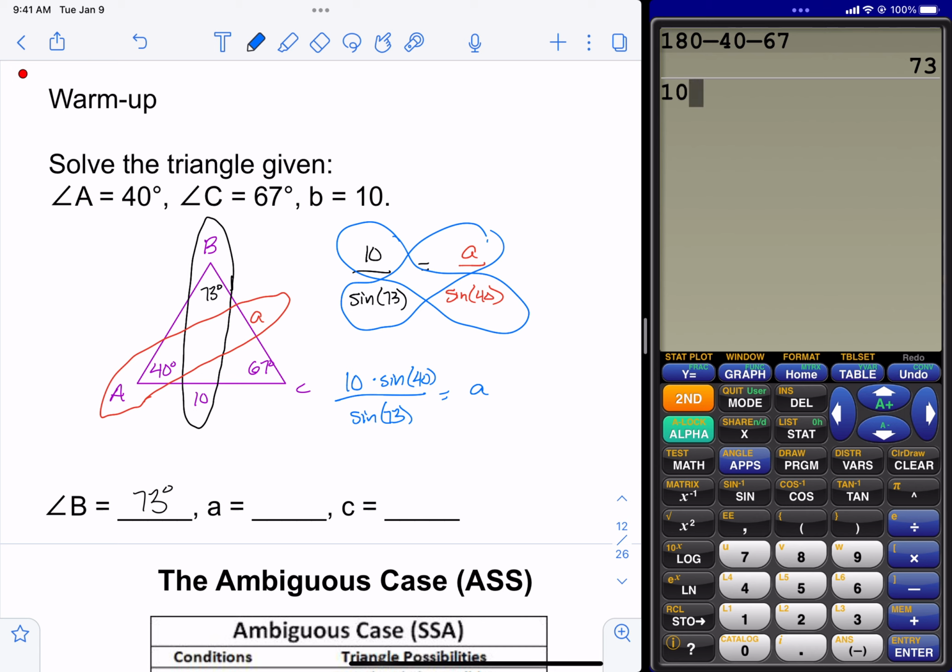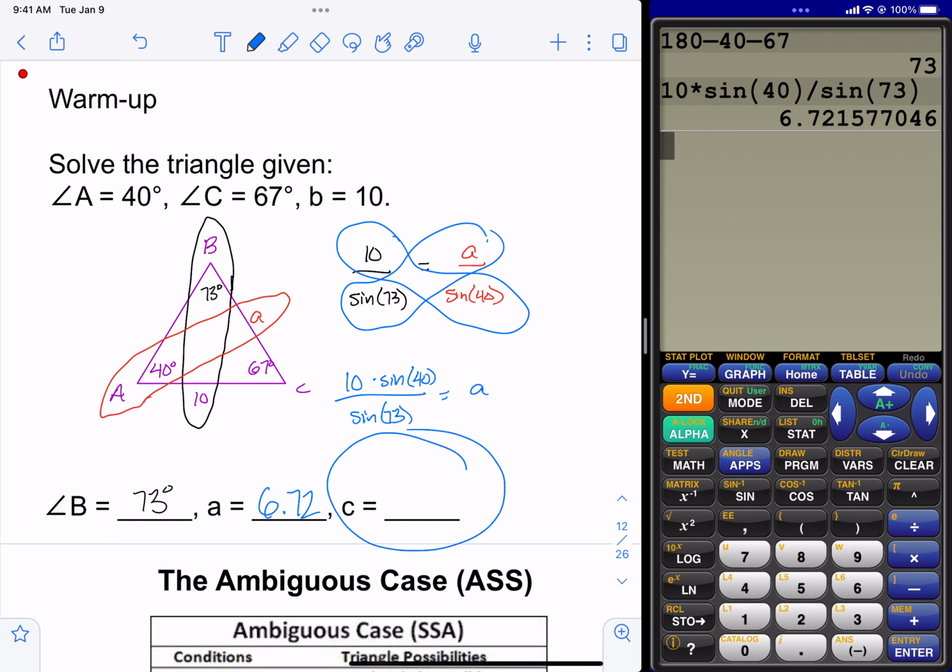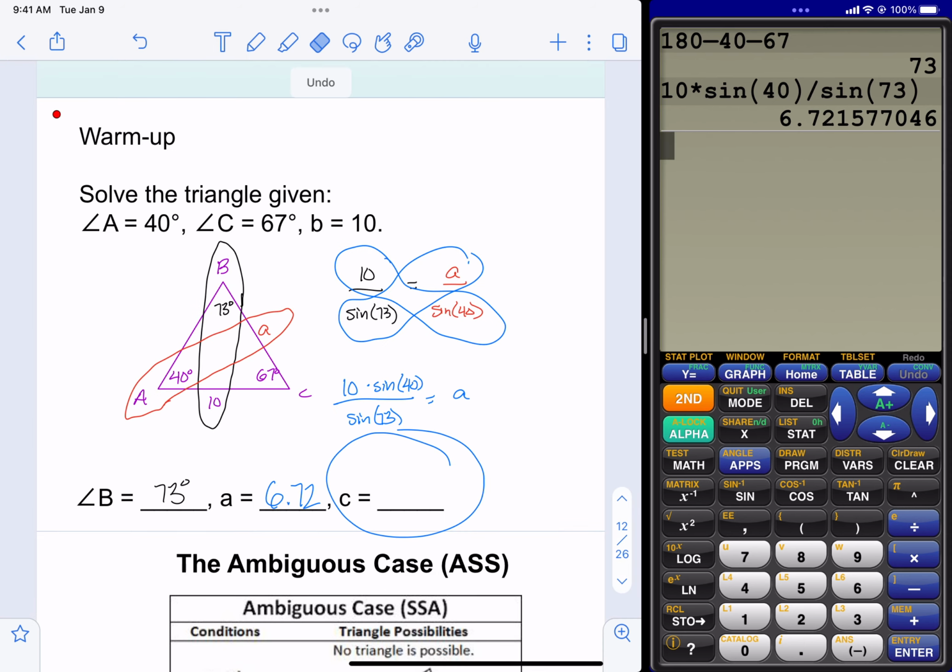Now, that is just a calculator operation. You do want to make sure that you are in degree mode for this. And last but not least, I'll divide by the sine of 73. And I find out that side A must be 6.72. And we normally just round these to two decimal places like we learned yesterday. I will leave finding side C as an exercise for you. You guys can definitely pause your video right now and find that side as a little bit of extra practice.